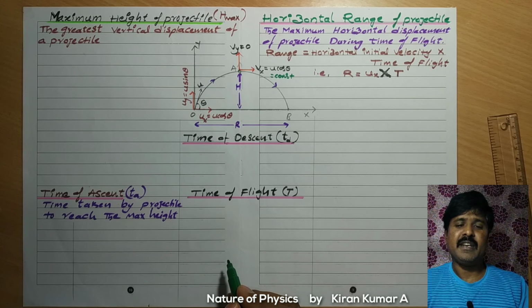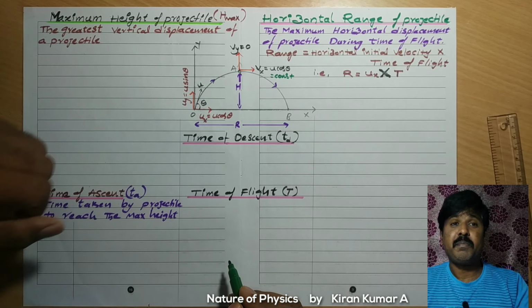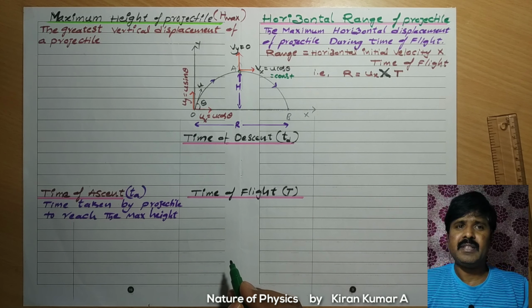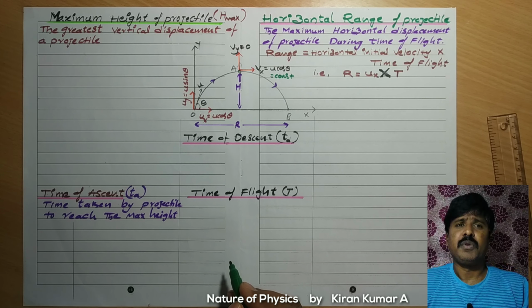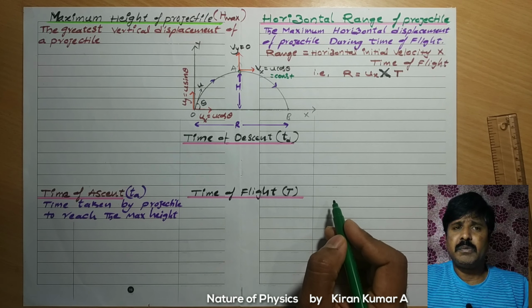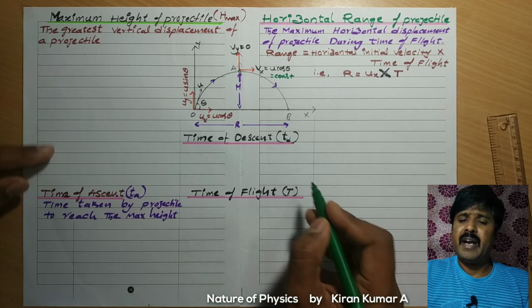Today's topic is maximum height and horizontal range of the projectile. From the projectile concept, part 1 video is already completed, students. Projectile motion, horizontal range, this is the second part video, students. In the first part video I gave you the path of the projectile is a parabola, students, and maximum height.